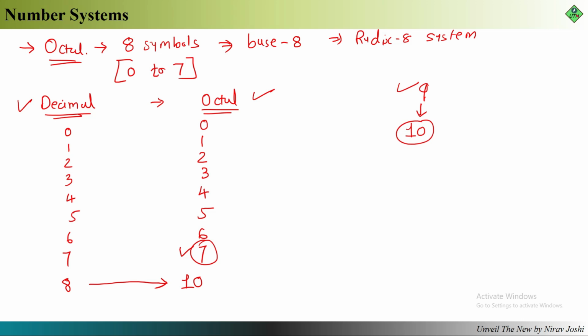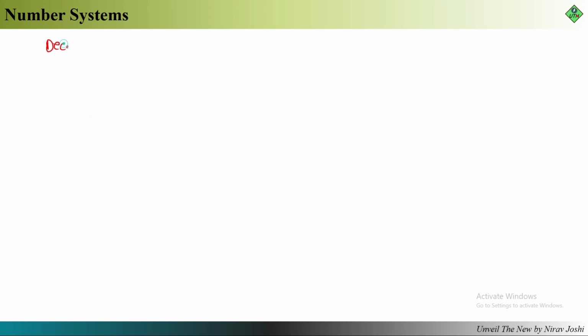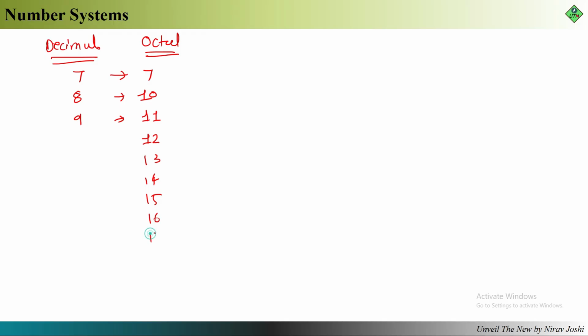After that, in decimal, I'm going to write over here. We know that 7 is equivalent to 7, but 8 is equivalent to 10. Now after that, we can simply write down 11, 12, 13, 14, 15, 16, 17. Similar to here, we can write down 10, 11, 12, 13, 14, 15. Now we come to this point, 17.